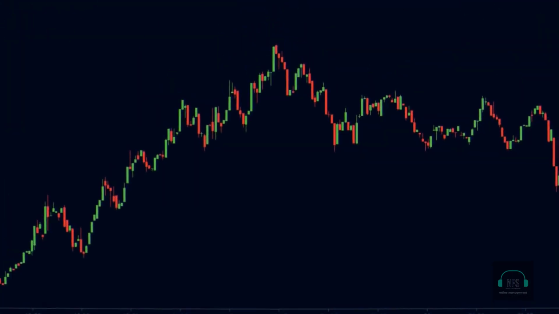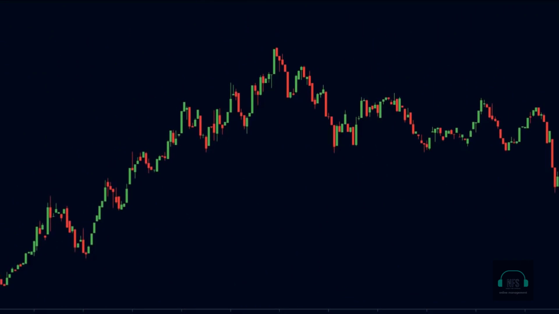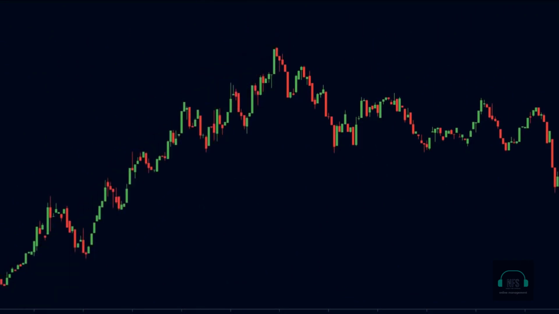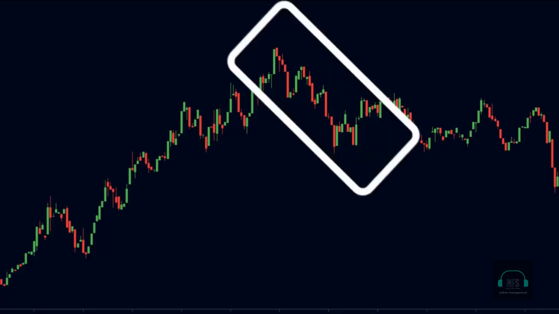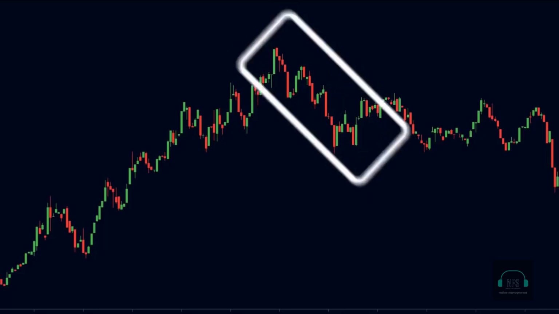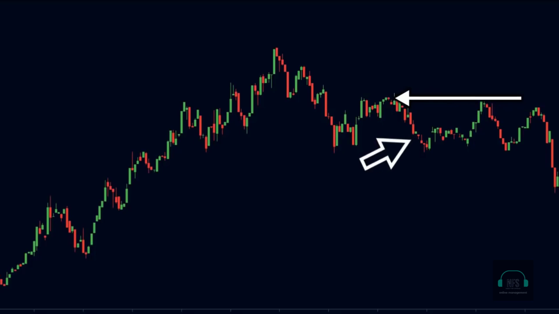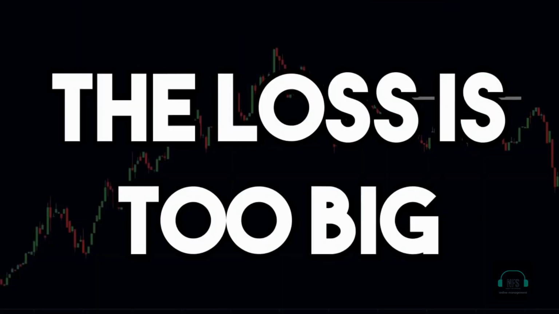Let me explain. Let's say that you watched the price make this massive up move. So, you think that the price is in an uptrend. You see the price make this pullback. You decide that it is a good opportunity to buy here. So you buy at this price. As soon as you buy, the price tanks down. You realize that the trend has already changed, but you are too afraid to vacate your position. The loss is too big.